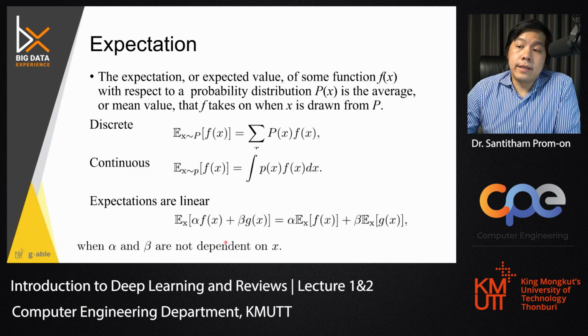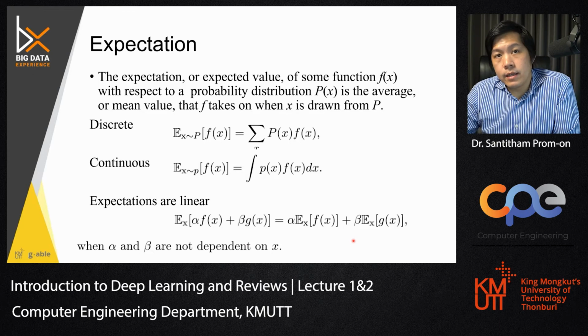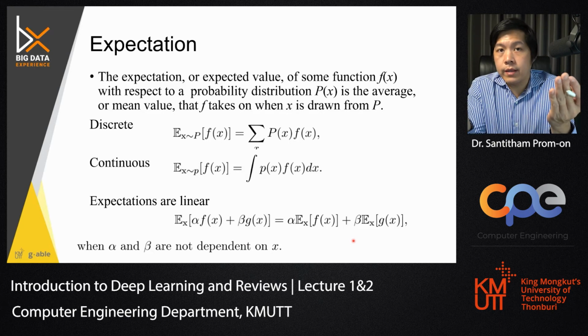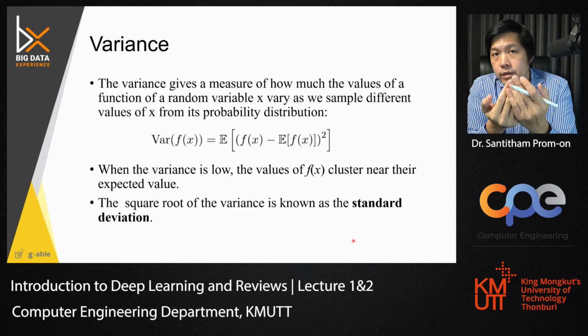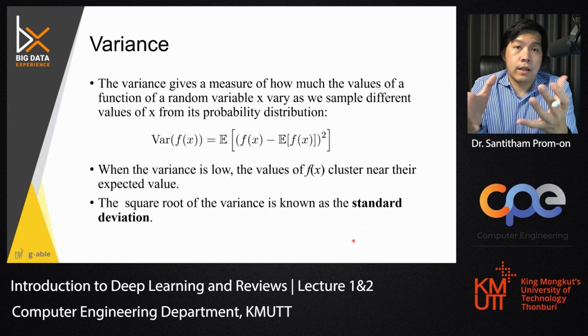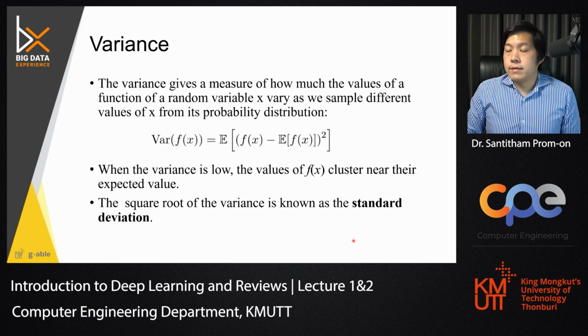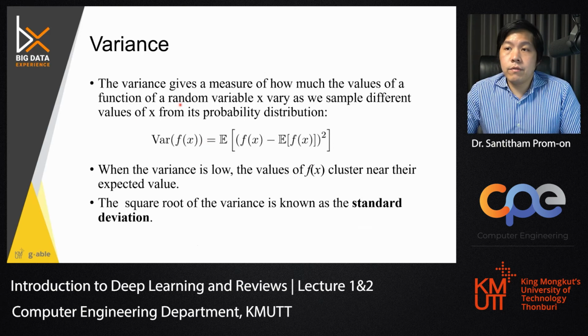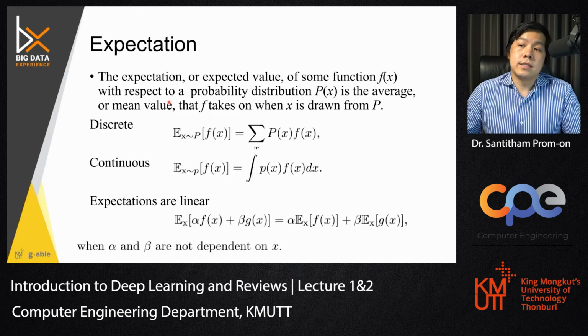Expected value has a linear property. That is, you can find the expected value of a combination as the combination of the expected values. So basically, if you add these two populations together, each has its own expected value. For the combination of the populations, you get the expected values and add them together. That is expected value.